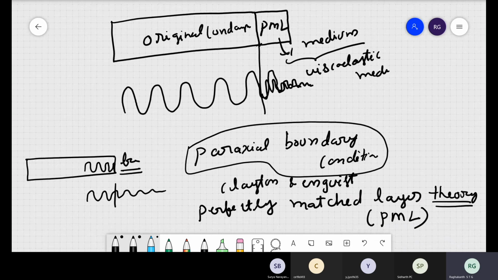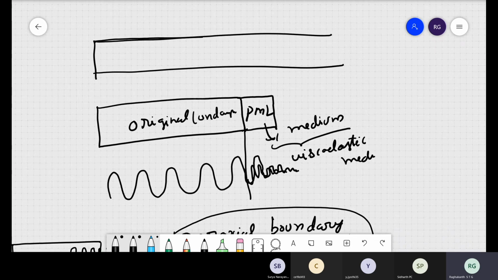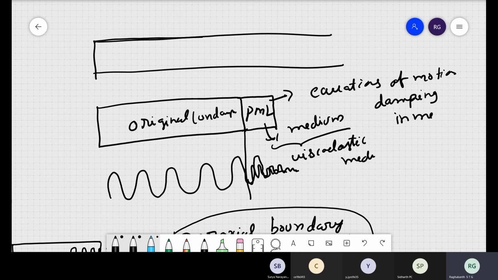The perfectly matched layer is something like this: whatever equations of motion you have in the original medium, you write the same equations of motion. But we incorporate this damping in the medium. We have defined viscoelastic coefficients previously, so we use those sets of equations. The equation of motion is the same, but we use this such that automatically these waves die down actually. So this is what we call the perfectly matched layer.